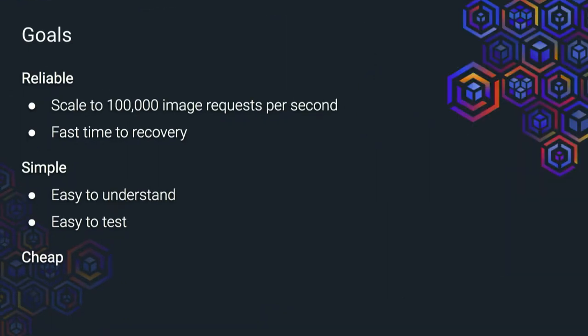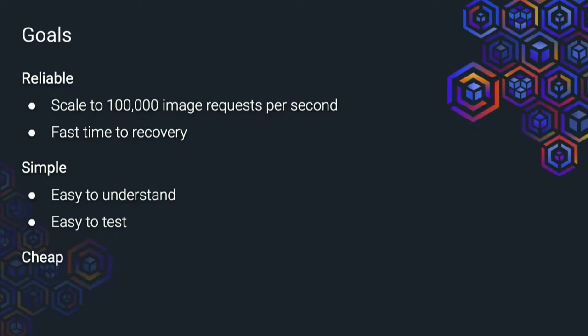So the first one was that we wanted this to be very, very reliable. We needed this to be able to scale to 100,000 requests per second so that as we're growing, this service is in maintenance mode. We don't need to be actively maintaining this. We've got other challenges. And then we wanted to have a very fast time to recovery because part of our culture is very strong on the learning process.